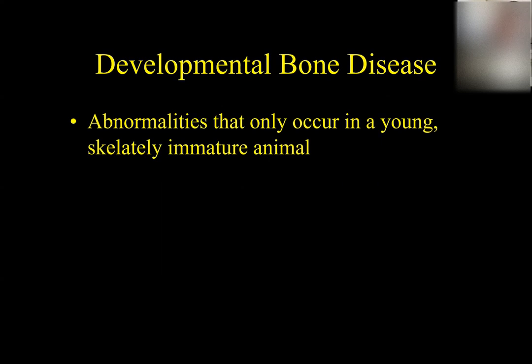These are skeletal abnormalities that happen in young growing dogs. For the most part, these will occur in dogs less than about 10 to 12 months of age, so skeletally immature dogs. And for the most part, they only happen in large breed dogs.